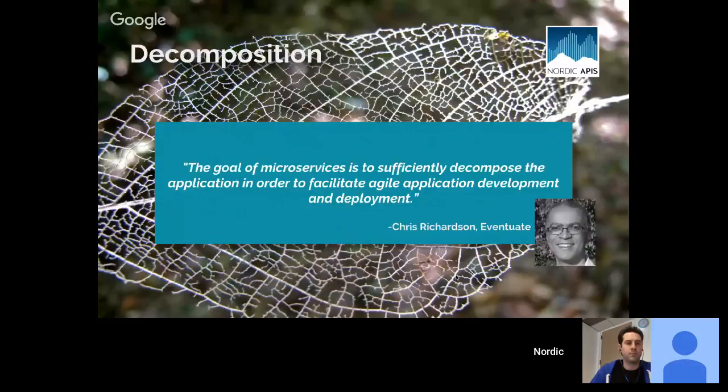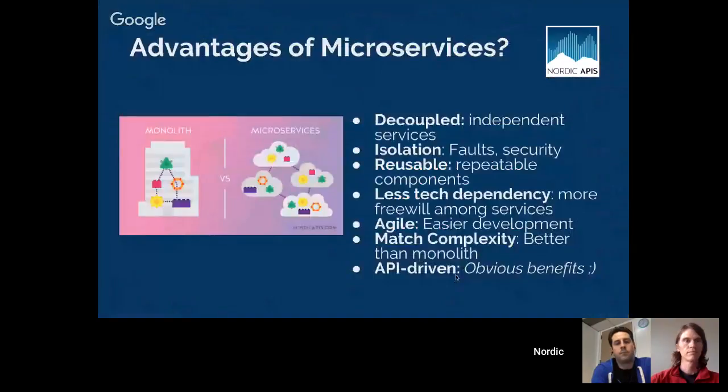Another way to think about the goal of microservices is through what Chris Richardson says. He says that the goal of microservices is to sufficiently decompose the application in order to facilitate agile application development and deployment. So what we're really getting to with microservices is the core of the individual service. This leads to more distributed, agile, and composable platforms.